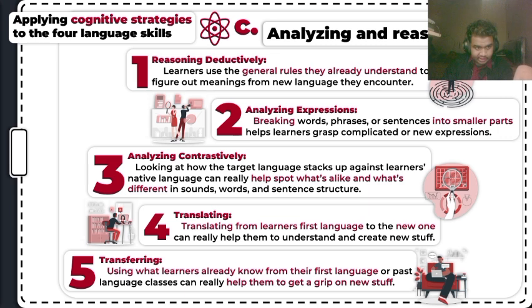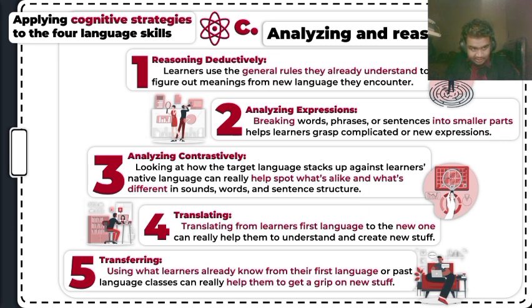The third one is analyzing contrastively. Looking at how the target language stacks up against the learner's native language can help to spot what is alike and what's different in sounds, words, and sentence structure. This method makes it easier to find cognates and language patterns. Plus, it helps learners to watch out for false friends, or words that seem similar but mean something else.